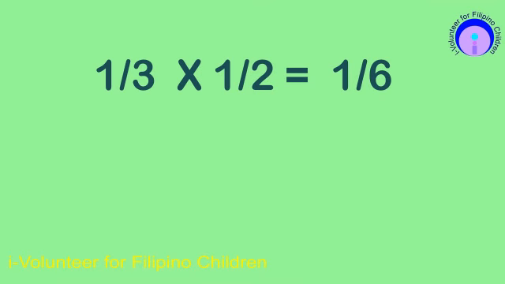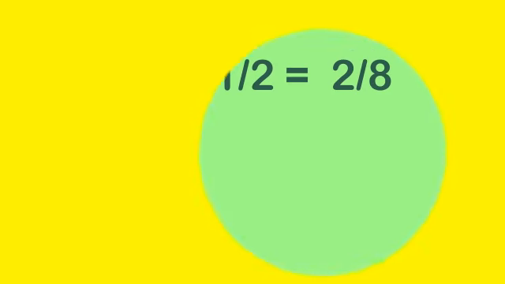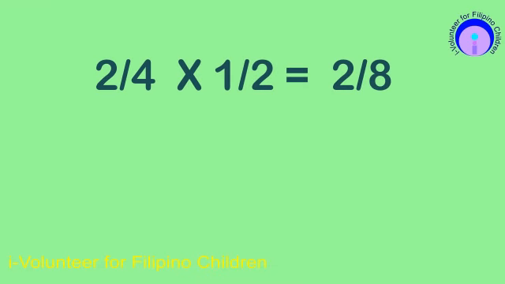One-third times 1/2 is equal to 1/6. Two-fourths times 1/2 is equal to 2/8.